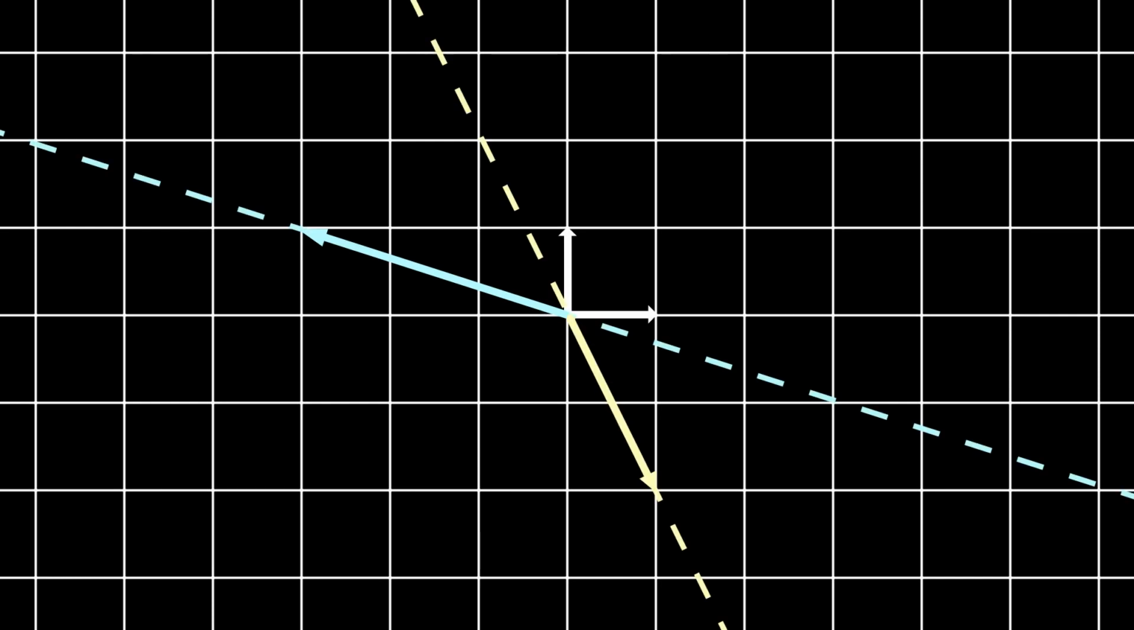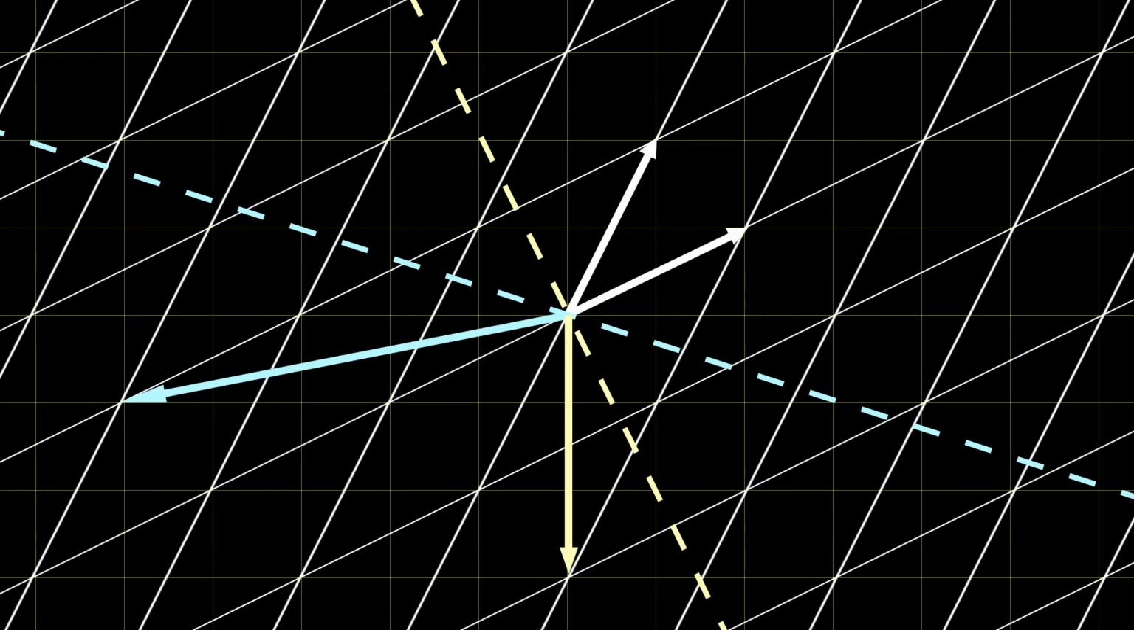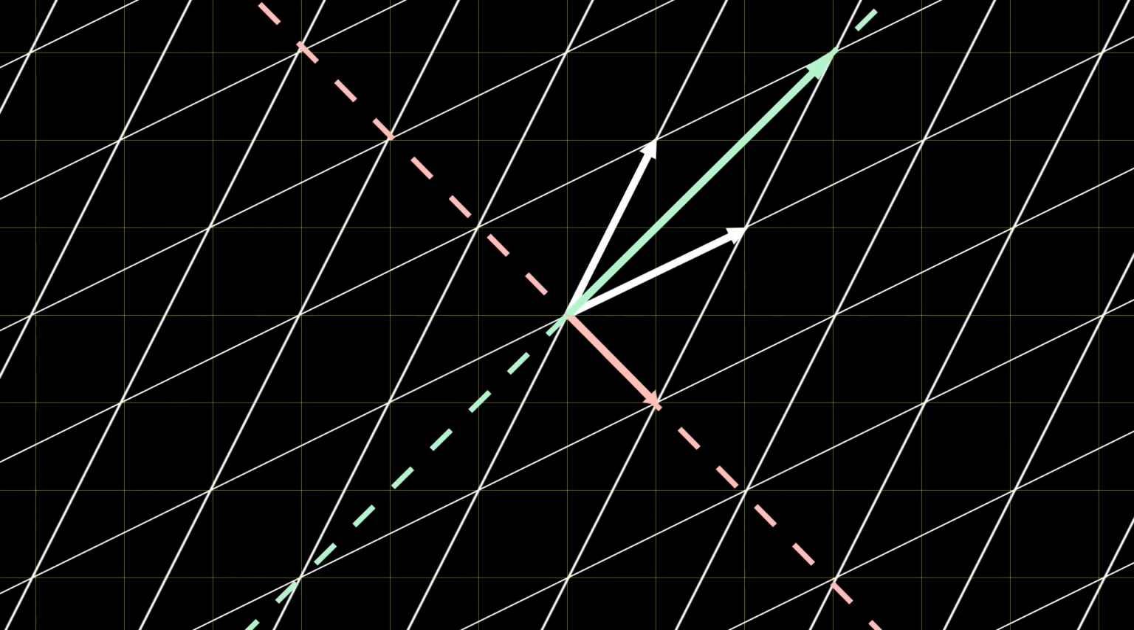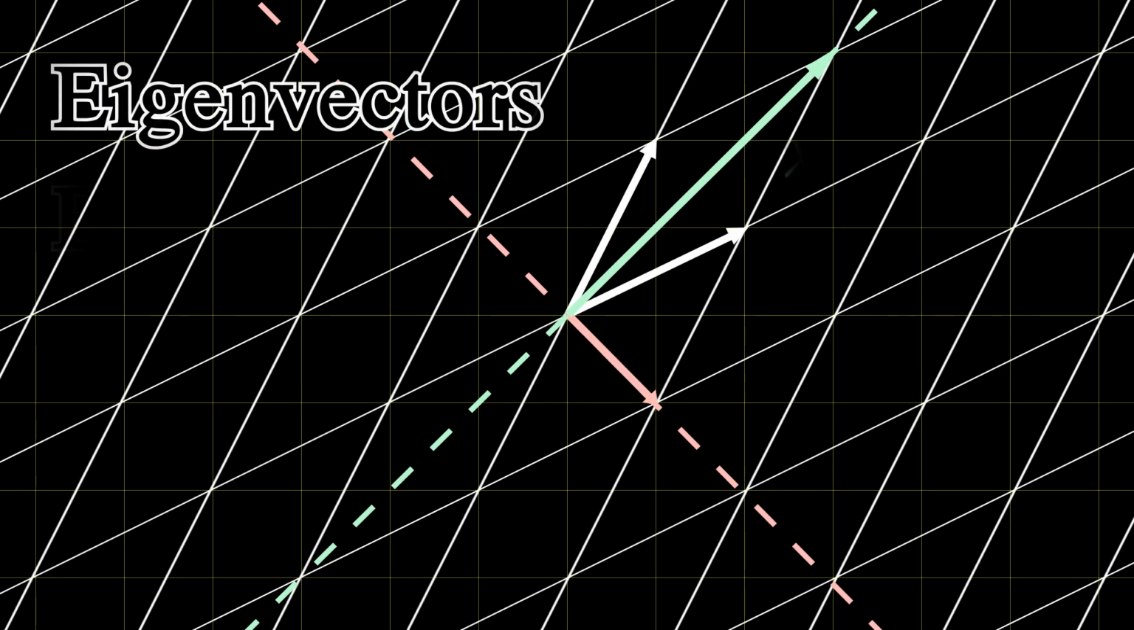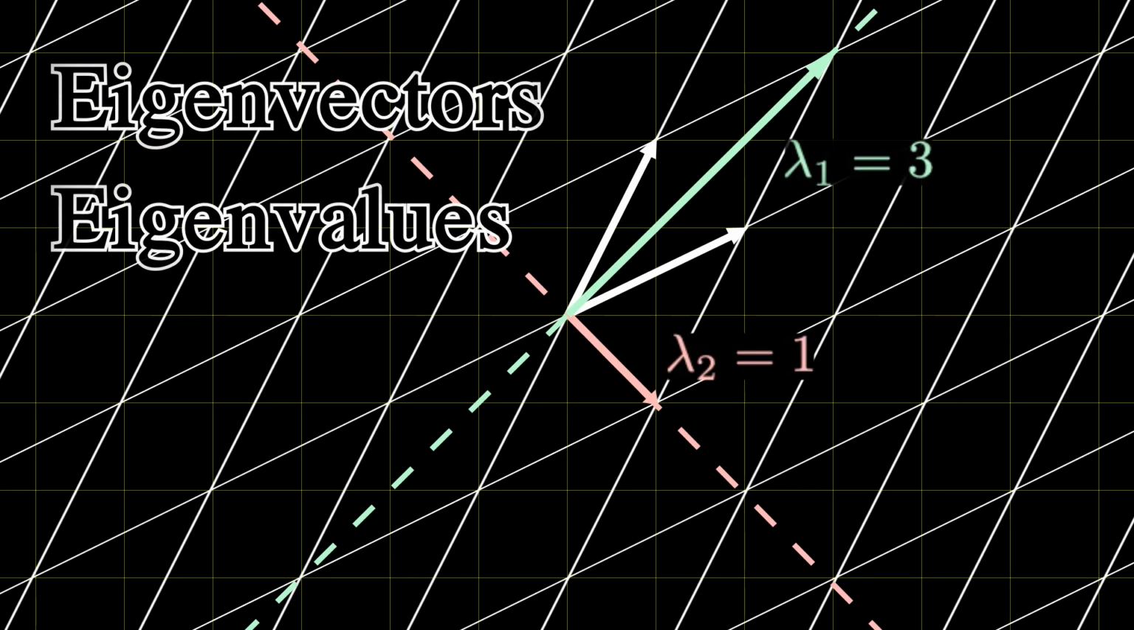Most vectors will be moved off their span, that is, the line that passes through the vector. Some others will remain on their span, being scaled down or up. These vectors are the eigenvectors. And the factor by which they are scaled is the eigenvalue.